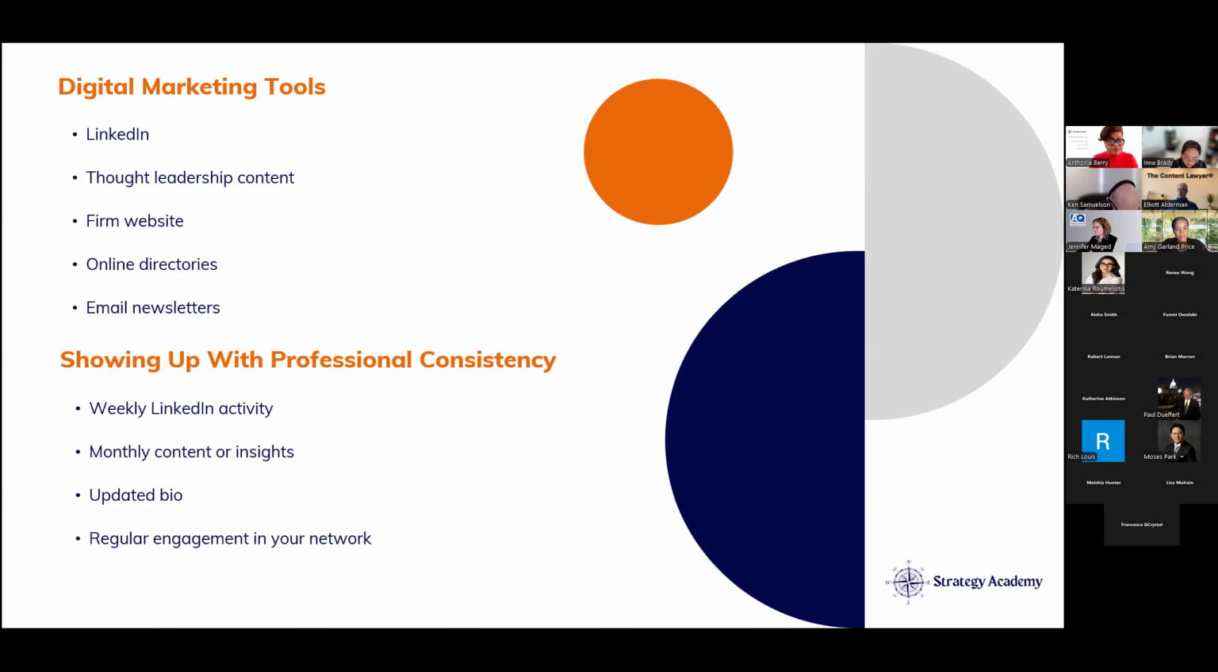Email newsletters are another digital piece and tool that you can use that is very, very effective because you are in the inbox often. Whatever cadence you select, just keep that cadence and be consistent, which dovetails very nicely into the next segment, which is showing up with professional consistency.